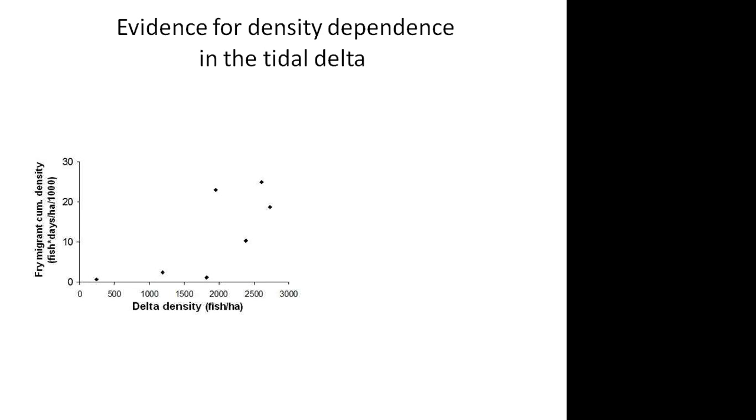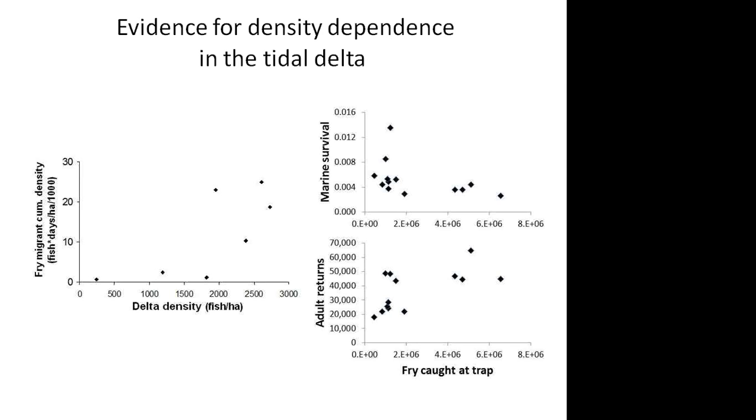So basically, this is the cumulative density of fry migrants measured in intertidal shoreline as a function of the density in the tidal delta, and we see an apparent exponential relationship here. And we've now filled that in with a lot of other data points, and the story is still the same, but a little more rich in that respect. So we have strong evidence for density dependence, and these fry migrants seem to be particularly important in the system.